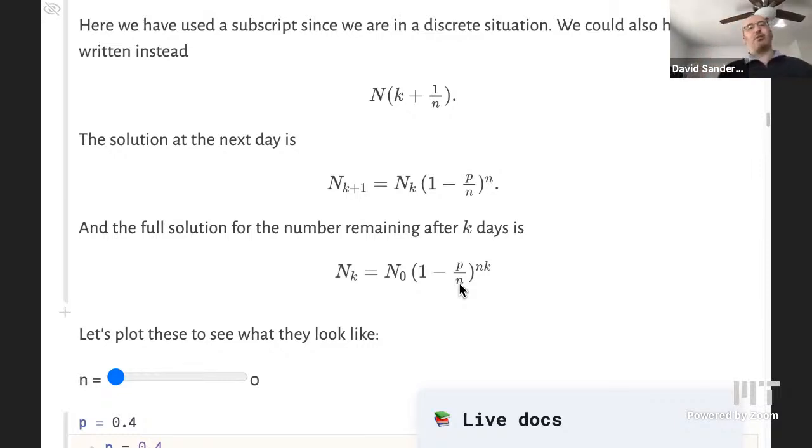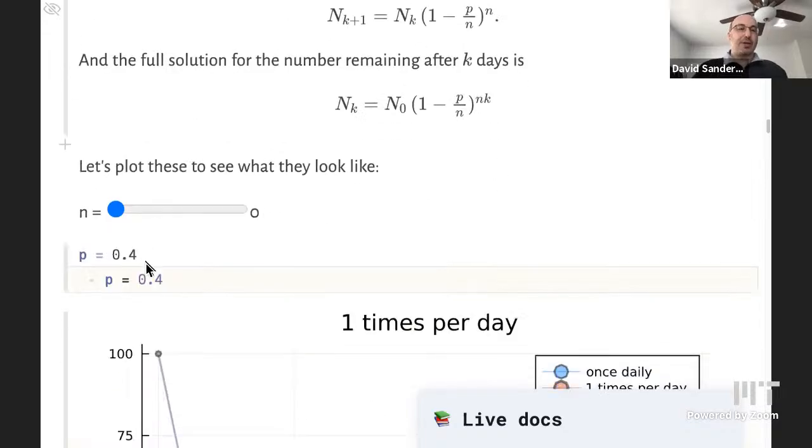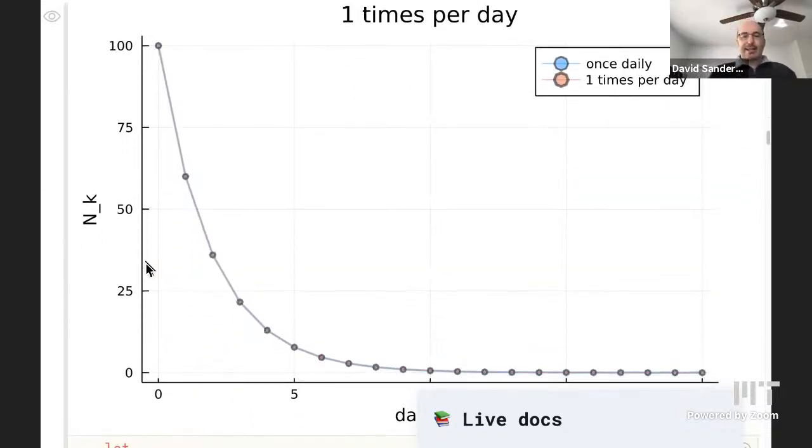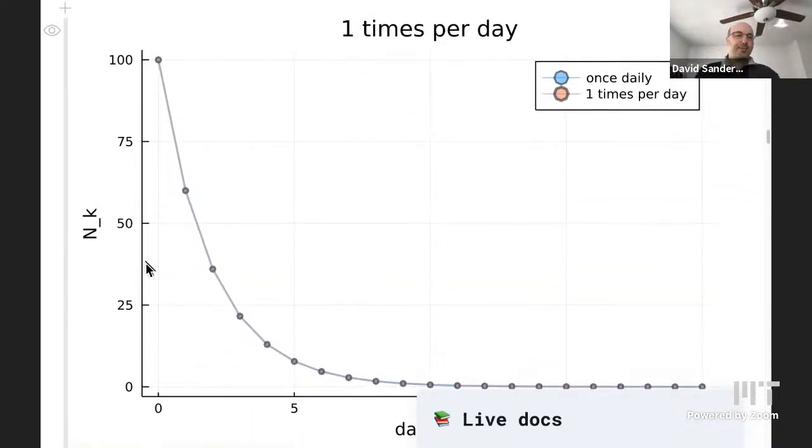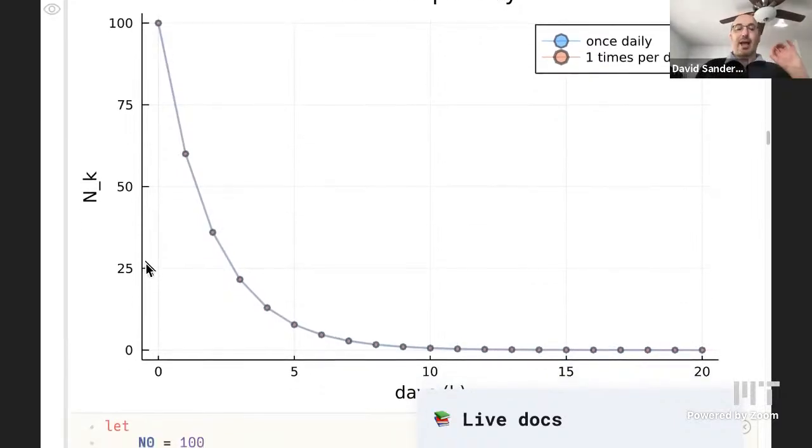So of course, as usual in a computational thinking course, the obvious thing to do is to plot to see what's going on. So let's do that. This is what we get from that formula if we check what's happening once per day. This is the n_k as a function of k. We see a nice sort of exponential drop off.